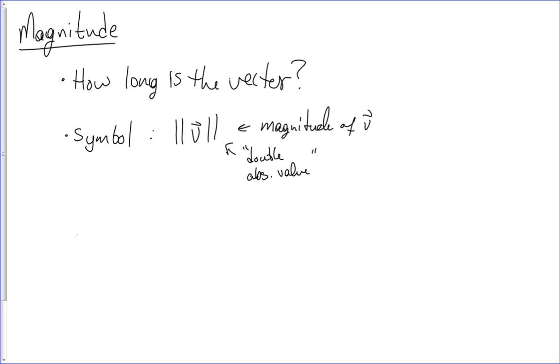Now the formula for magnitude. If we wanted the magnitude of vector a comma b, it is simply the square root of a squared plus b squared. Okay, it is simply the square root of a squared plus b squared. And if you notice, this looks a lot like the Pythagorean theorem. Why? Well, that's because it is.